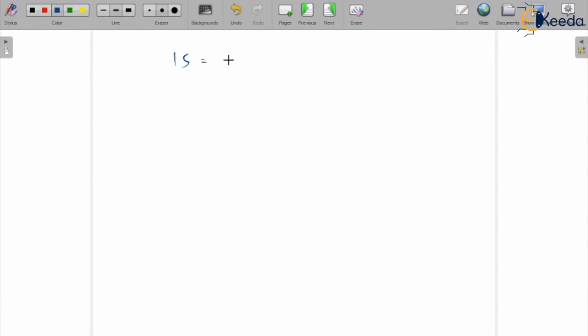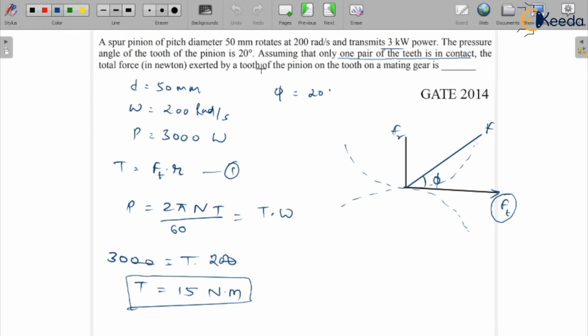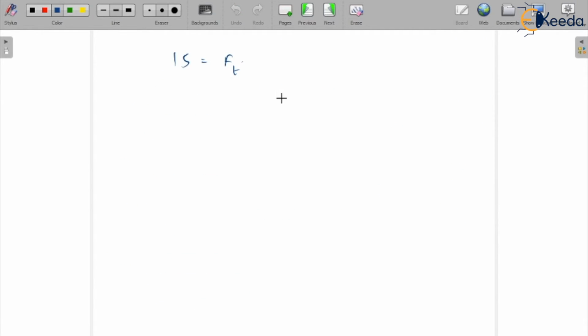So 15 is equal to Ft multiplied by R. What is the radius? You can see that the diameter is 50 mm, so the radius is 25 mm, which means 0.025 meter. From here you will get the value of tangential force, and that comes out to be 600 Newton.